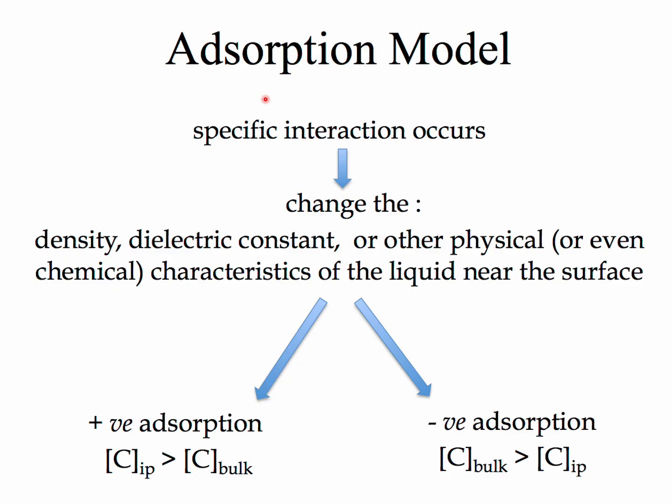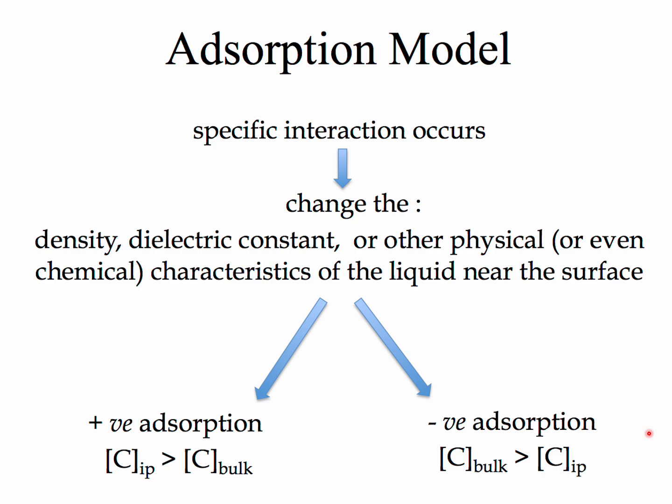Okay, so based on these interactions, we can observe two types of adsorption. In the case of positive adsorption, more molecules accumulate at the surface. This means that the concentration at the interface is higher than the concentration of the liquid in the bulk solution. This indicates that the molecules are attracted to the surface and tend to remain there.